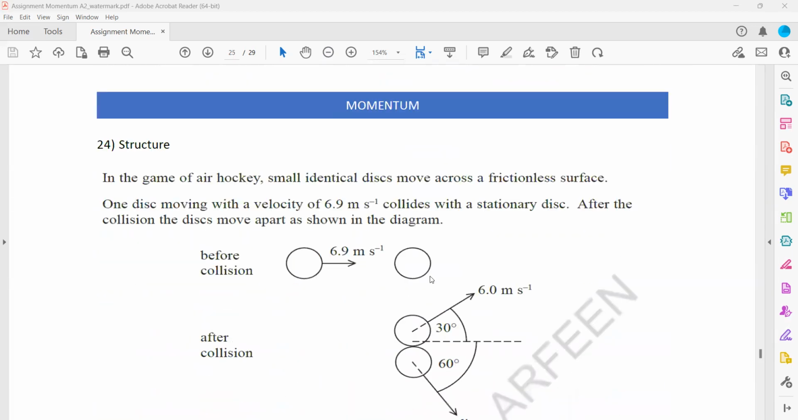Then next, this was question 23. And the last ones, 24, then 26.